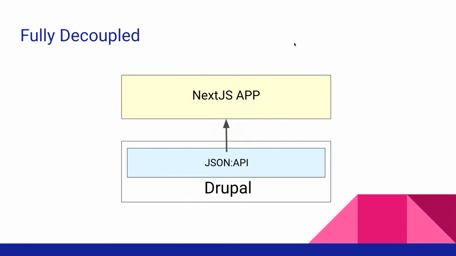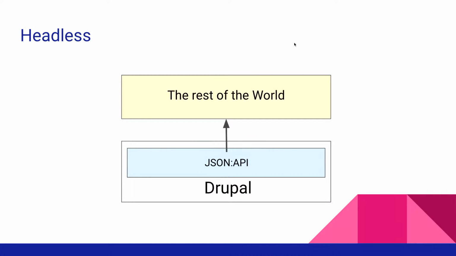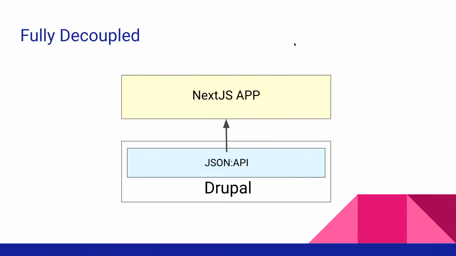Fully decoupled is when there is another application, front-end application, totally separate from Drupal and is getting data from JSON API or any other type of source. And the headless is when you have a Drupal application and you spread its content using JSON API to the rest of the world.